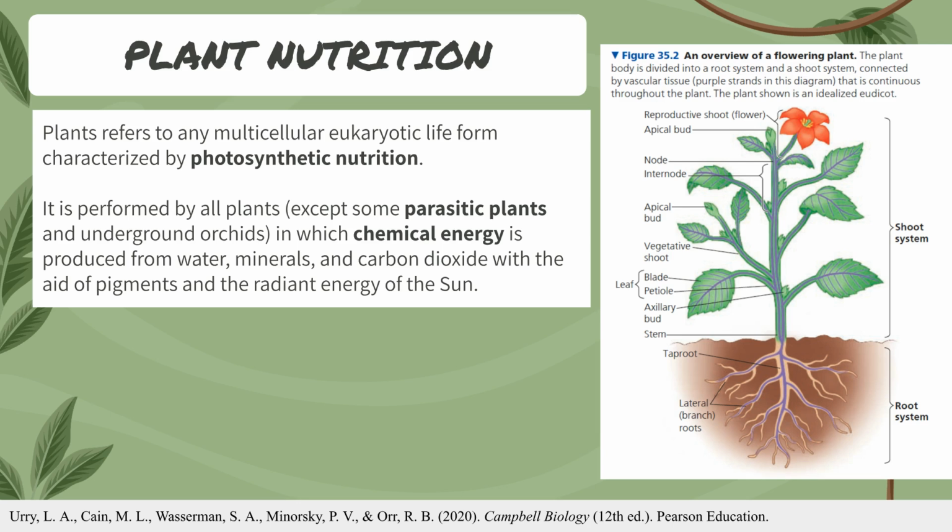The shoot system is the above-ground portion of the plant. It develops primarily to capture light, exchange gases with the atmosphere, transport materials, and reproduce. The root system is the below-ground portion of the plant. It anchors the plant and provides access to water and mineral nutrients from the soil.